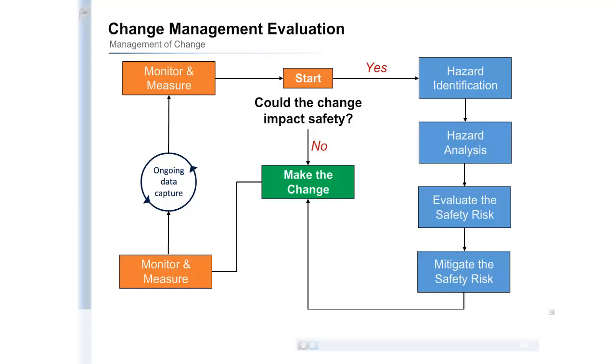This slide illustrates the thought process behind the idea of change management. The first question you ask is, could the change impact safety? If the answer is no, you proceed but continue to monitor and measure in case this change ultimately creates an impact on safety. If the answer is yes, you proceed with the SRM, or safety risk management process, where you identify all hazards, perform a hazard analysis, evaluate the safety risks, and finally mitigate the risks to an acceptable level. No matter if the answer is yes or no, the system should always be monitored and measured against any potential practical drift.